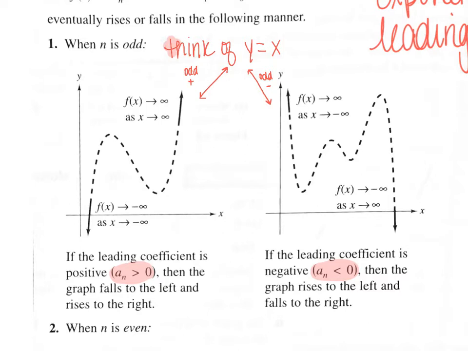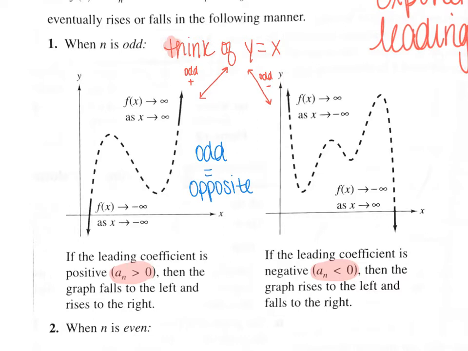Any other function that has an odd exponent will follow the same properties. Looking at the ends of an odd exponent polynomial, you can see how they're going in opposite directions. One thing I always like to remember is that odd equals opposite. So odd functions, their ends are going in opposite directions.